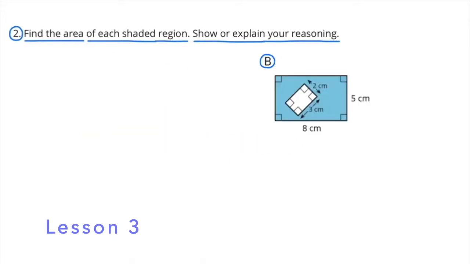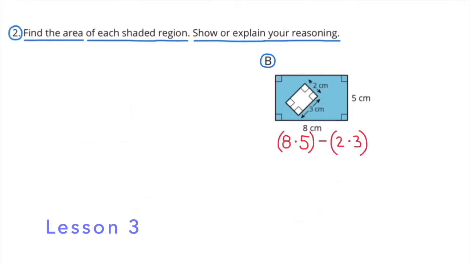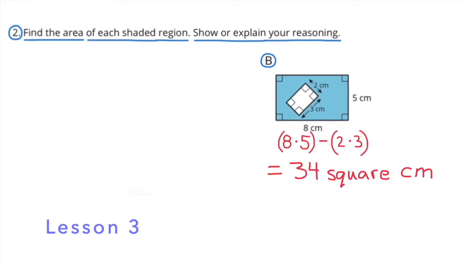B. This shape is a rectangle that's 8 by 5, and cut out of the middle of it is a rectangle that's 2 by 3. 8 times 5 minus 2 times 3. The area of the shaded region is 34 square centimeters.